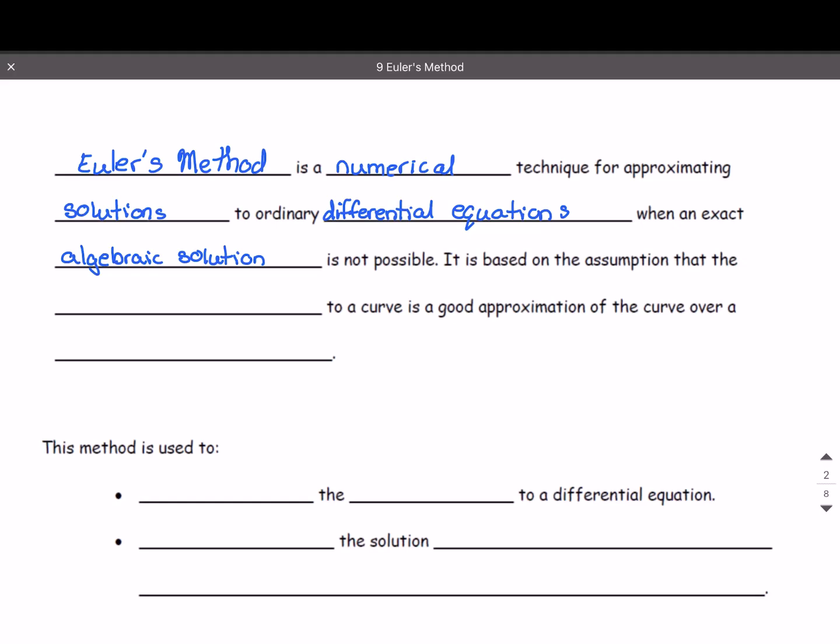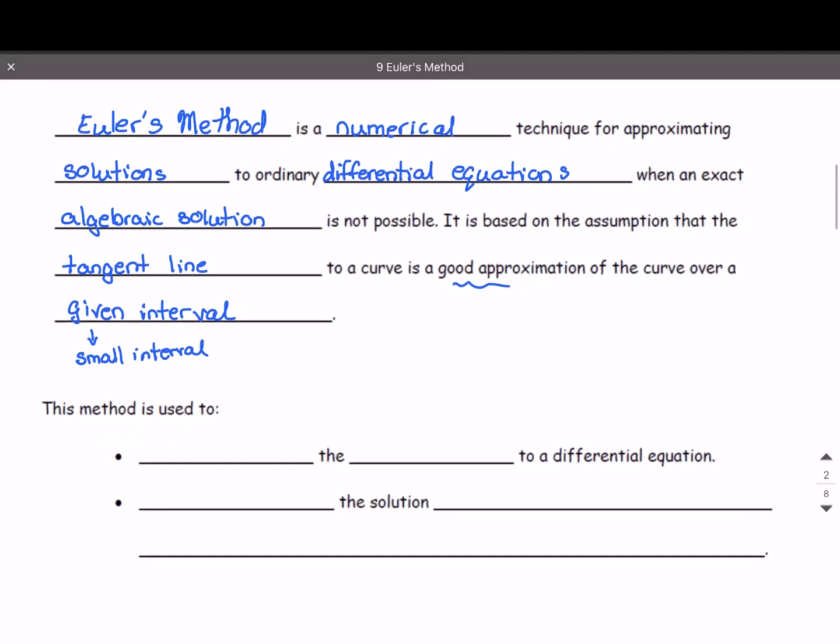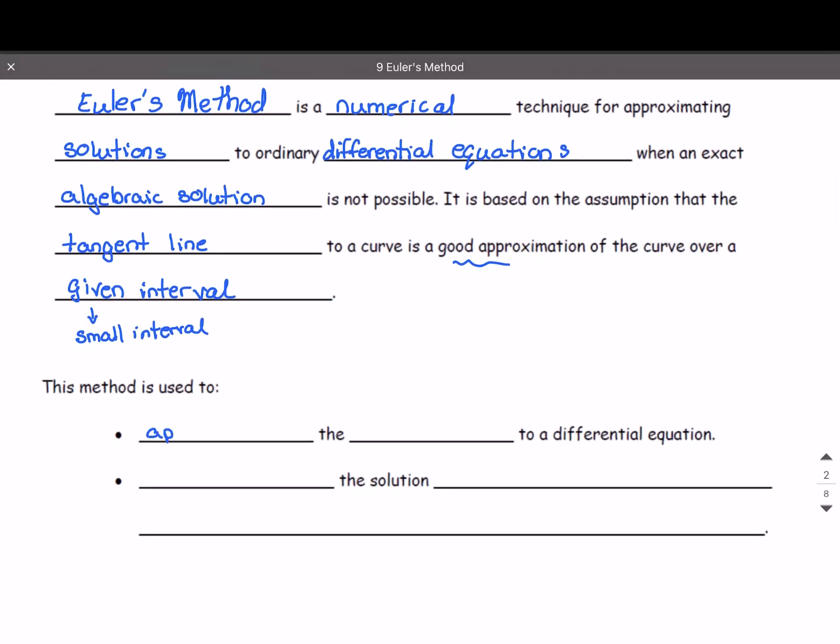Now, Euler's method is based on the assumption that the tangent line to a curve is a good approximation of the curve over a given interval. And it's really only a good approximation over a small interval, isn't it? Okay. All right. Now, this method is used to approximate the solution numerically. I should have made this line longer.